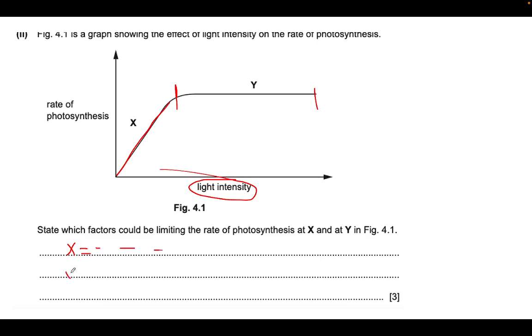Okay? But for Y, what can be the problem? We look for other limiting factors because we saw 3 limiting factors: light intensity, temperature, and carbon dioxide. So at Y, the limiting factors can be temperature and carbon dioxide. I hope it is clear. That's how we'll be explaining them.